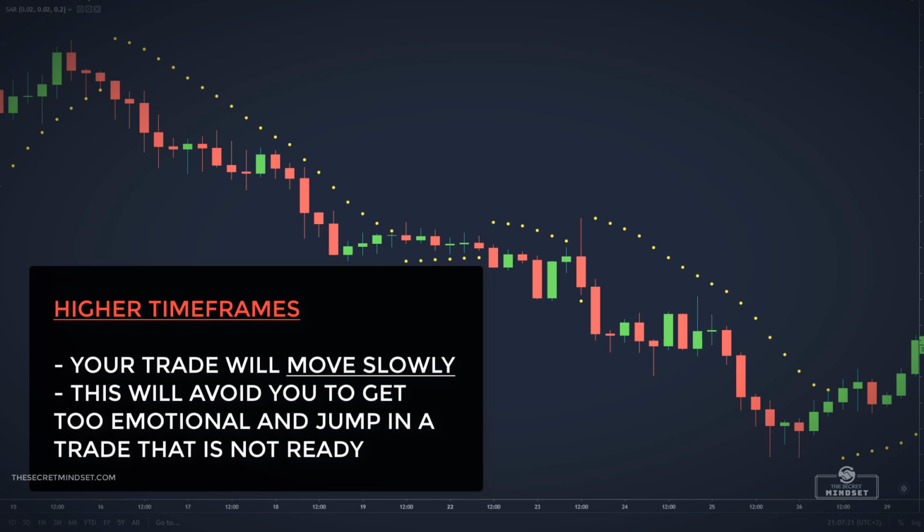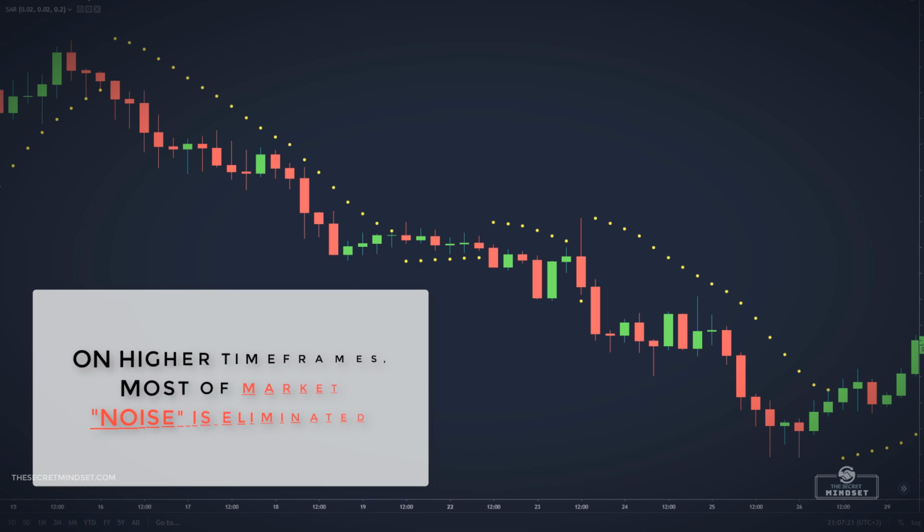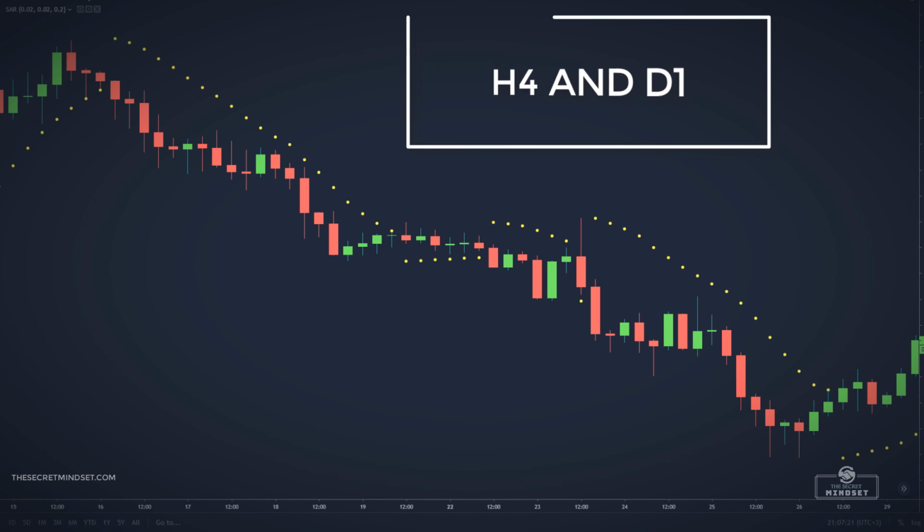This will avoid you getting too emotional and jumping into a trade that is not ready. Many traders get into trouble trading the Parabolic SAR on lower time frames because they start watching this noise and they think they see a signal, which in fact is nothing more than noise. This can all be avoided by sticking the SAR indicator to the 4-hour or the daily time frame or above.